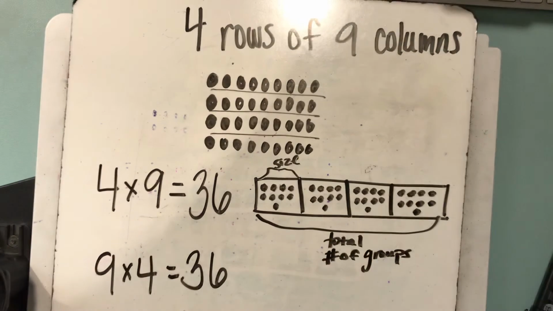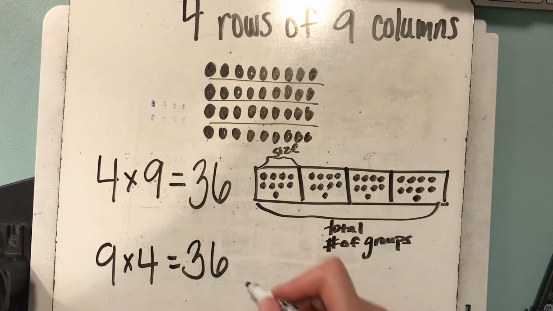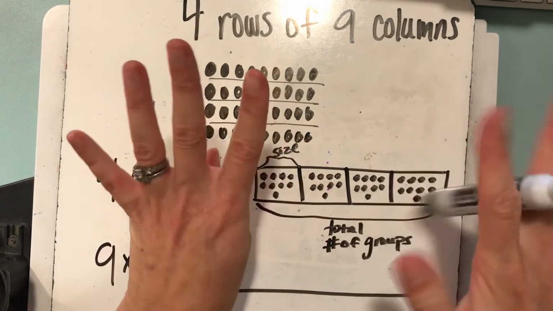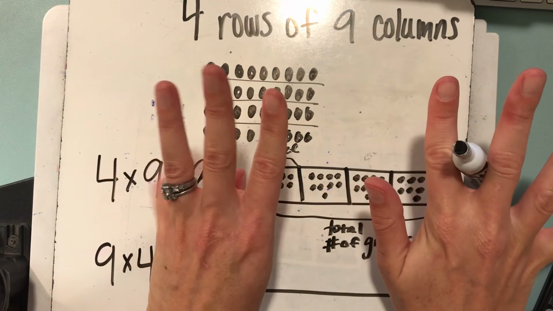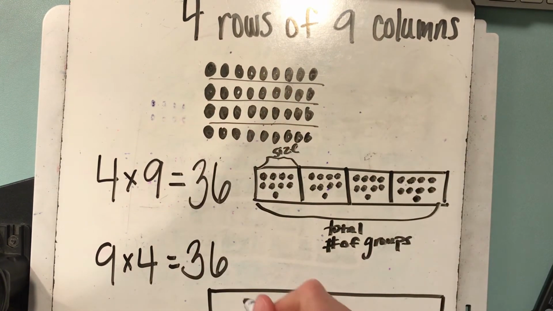All right, now I'm going to do it for 9 times 4. So if I'm doing it for 9 times 4, how many groups am I doing this time? I'm not doing 4, right? I'm going to do 9 groups. So if I know I'm going to have 9 groups, I'm going to put my fingers up. Okay, I'm going to take one away. I'm going to do 8 lines.